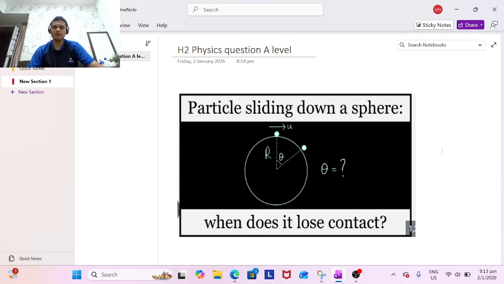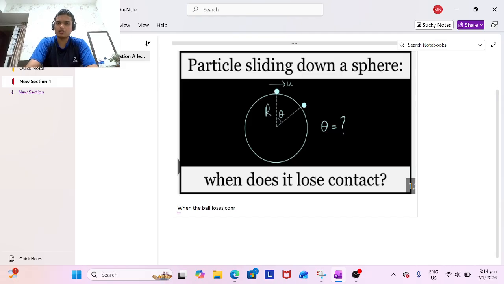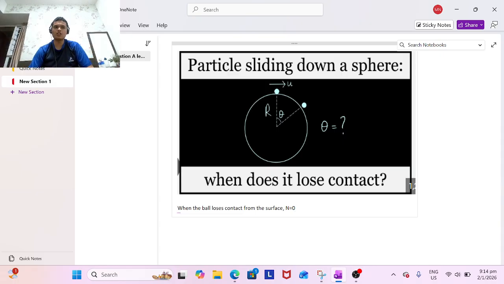The first thing we have to understand is that when the ball loses contact from the surface, the normal contact force is zero. So N equals zero, the normal contact force. So let me just draw it for you.